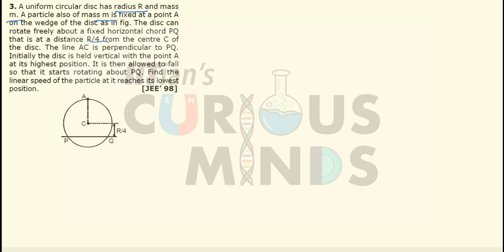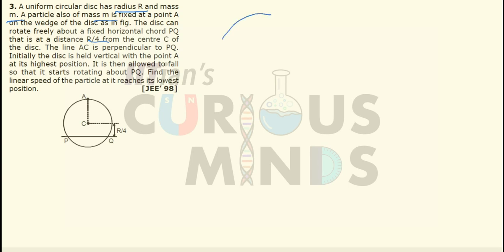The line AC is perpendicular to PQ. Initially, the disk is held vertical with the point A at the highest position. It is then allowed to fall so that it starts rotating about PQ. Find the linear speed of the particle as it reaches the lowermost point.